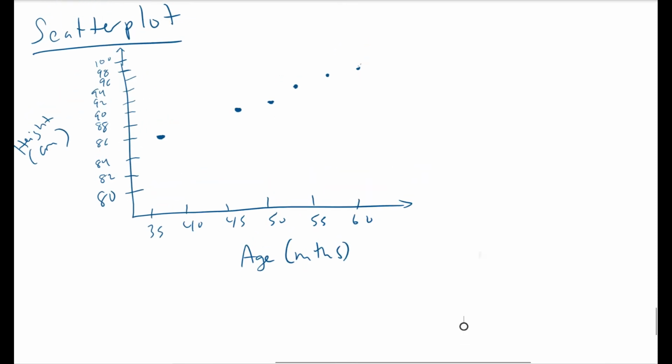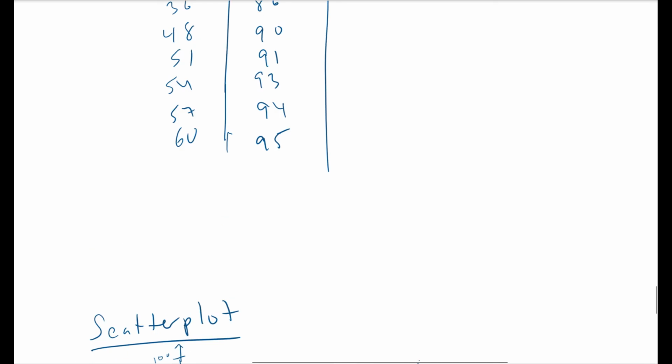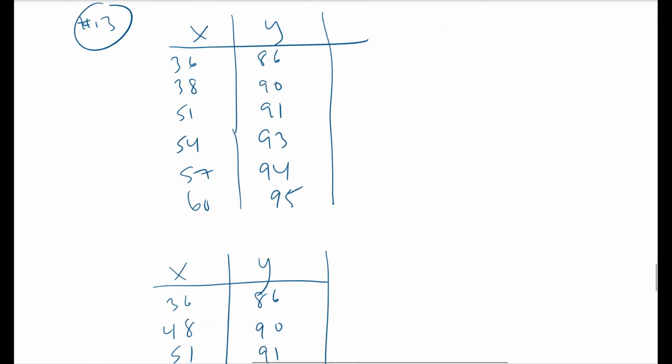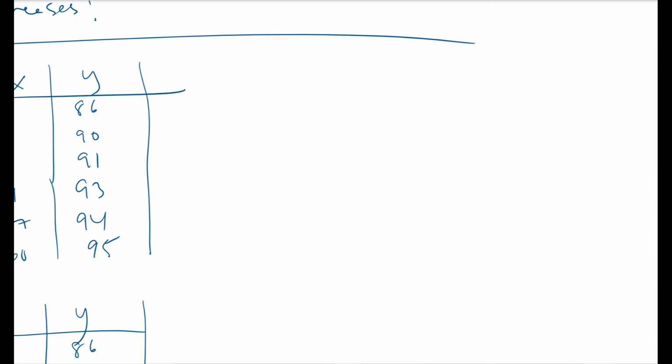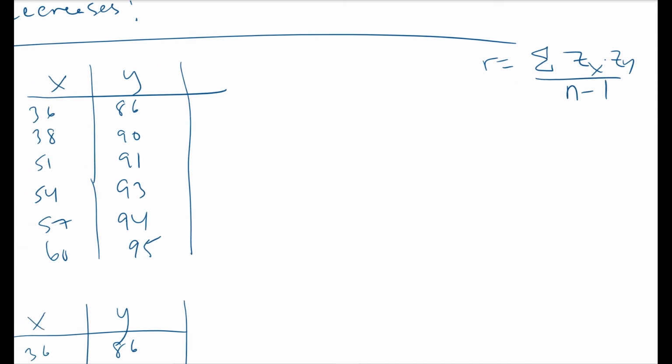Next thing, they want us to find the correlation coefficient R. This is why we need the table. The formula for the coefficient of correlation is R equals the sum of the z-scores for x and y multiplied together, divided by n minus 1. So we have to find the z-scores. In order to find the z-scores, we need the average for the x's, the average for the y's, and the standard deviation for x and for y, the sample standard deviation. Okay, so that's what we need to do.